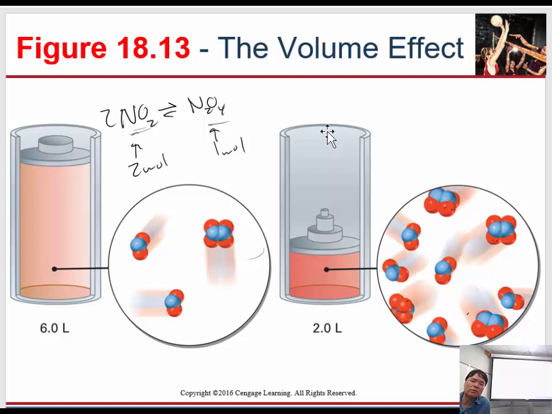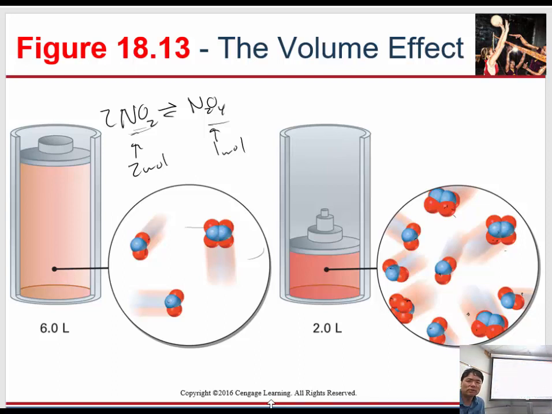So we're going to get more N2O4, this is 1, 2, 3, 4, than NO2. Here we had twice as much. So if we had 4 N2O4s, we'd expect 8 NO2s. How many do we have? 1, 2, 3, 4, 5. We only have 5. And so what happened was a shift occurred to favor the side with fewer moles.